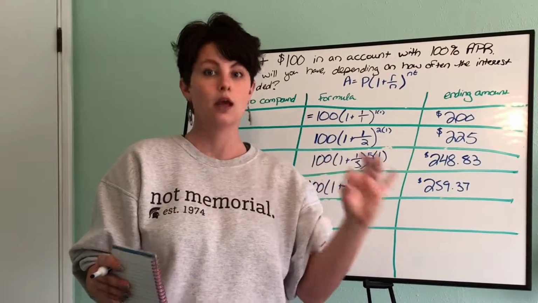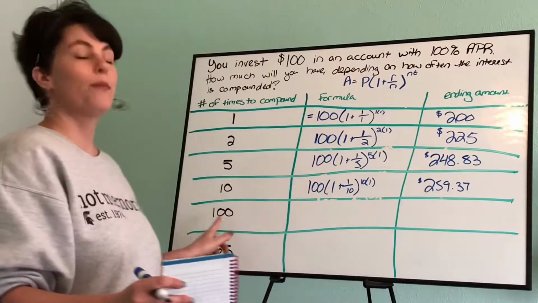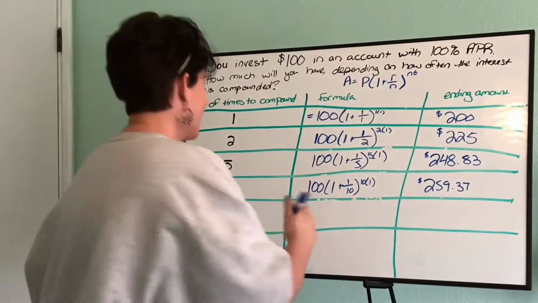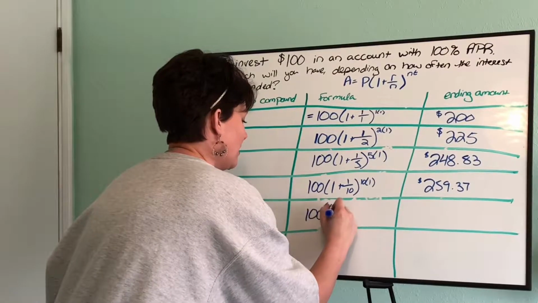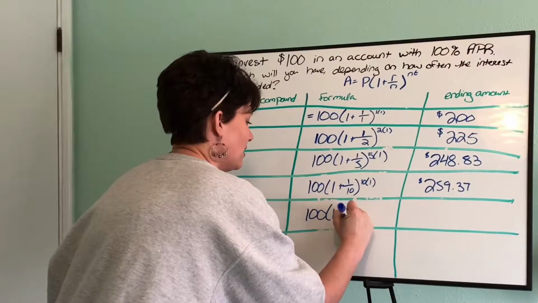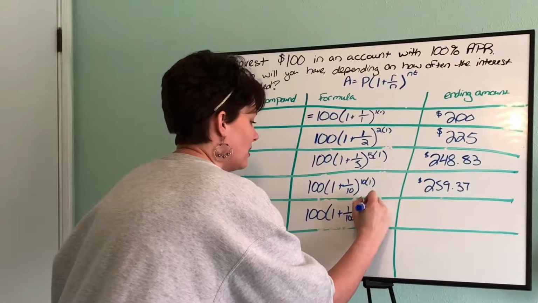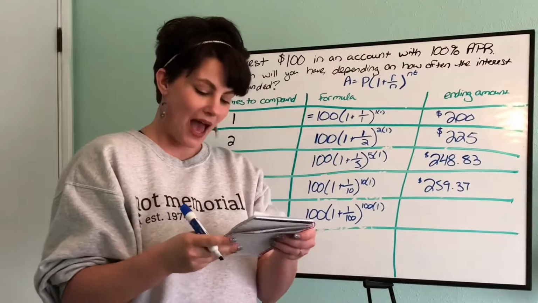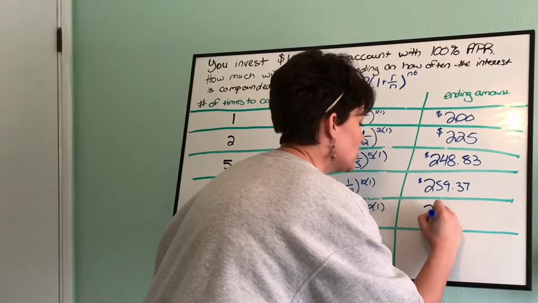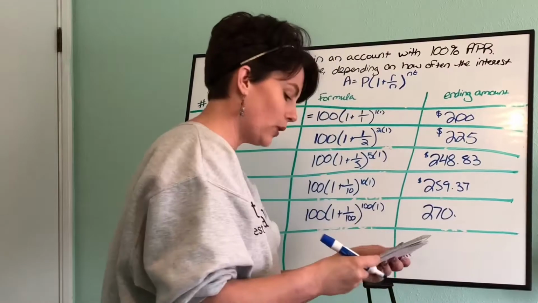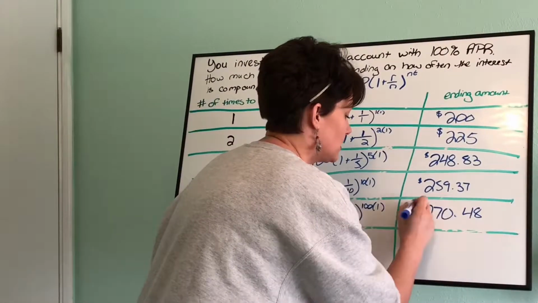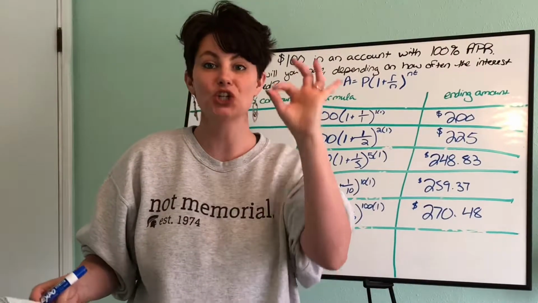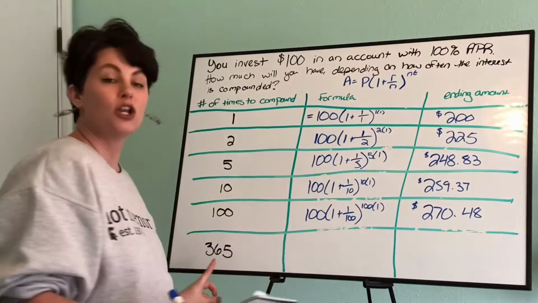So we're about to really ramp it up here. We're going to compound 100 times. I'm expecting buku bucks. Let's find out. If I compound 100 times in a year, how much money am I going to have? I'm going to have $270.48. Super. Okay, now I'm about to compound literally every single day of the year, 365 times.